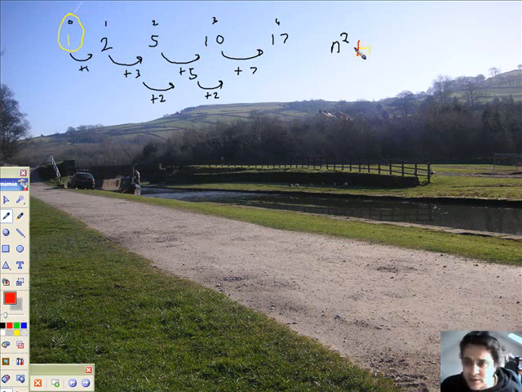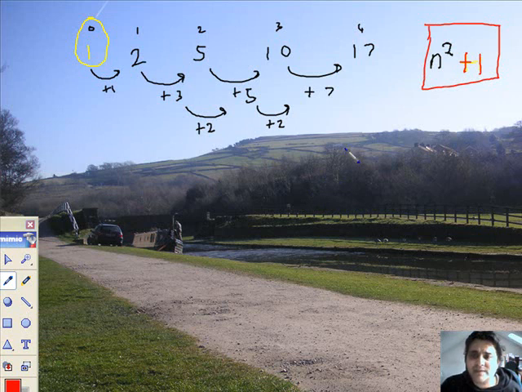Not that visible, so let's just change it a bit. N squared plus 1 is the nth term for that sequence there. Test it. 4 squared is 16 plus 1 is 17. Test again. 3 squared is 9 plus 1 is 10. Absolutely brilliant. What about a really scary one? Should we try this one?